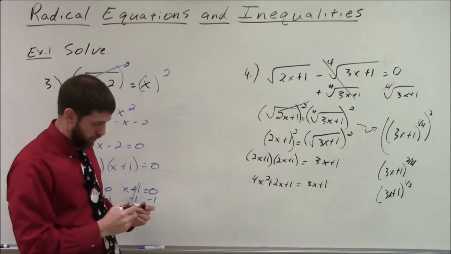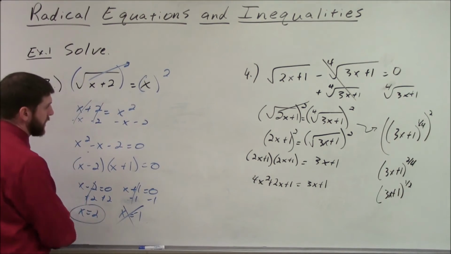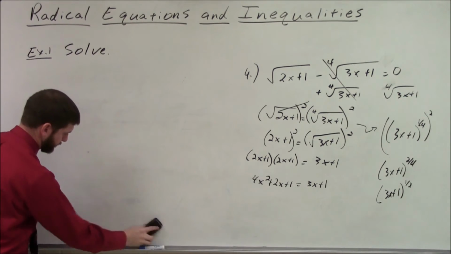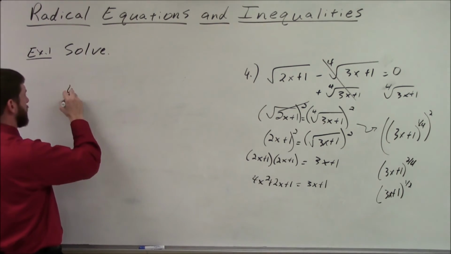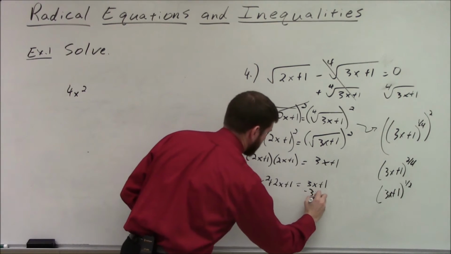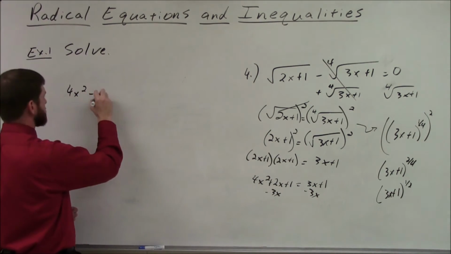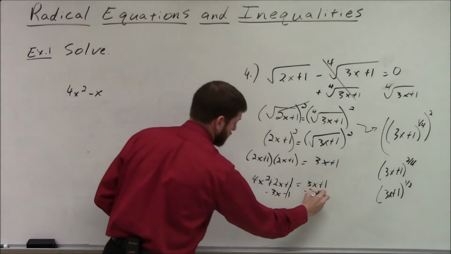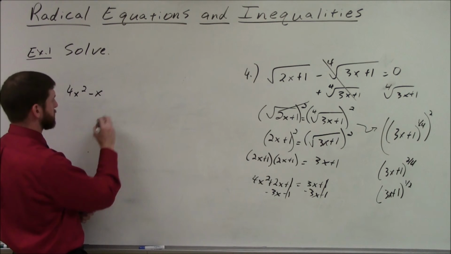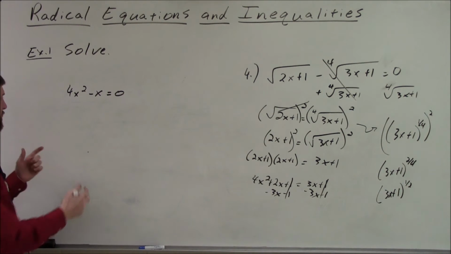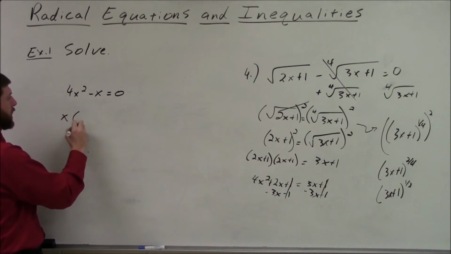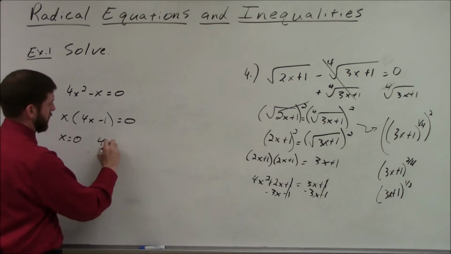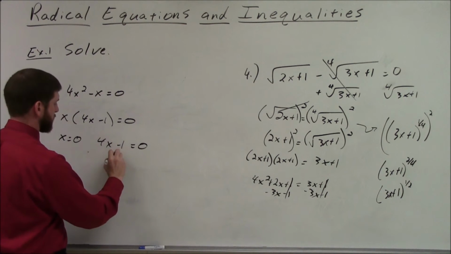Now we just have a regular old quadratic equation that we can go through and solve. So let's clear ourselves some room to solve this. So 4x squared, I'm going to subtract my 3x over. That's minus x. I'm going to subtract my 1 over. That's 0. So I get 4x squared minus x equals 0, which is easy to solve because we factor out the common factor of x, set each factor equal to 0, and isolate our variables.